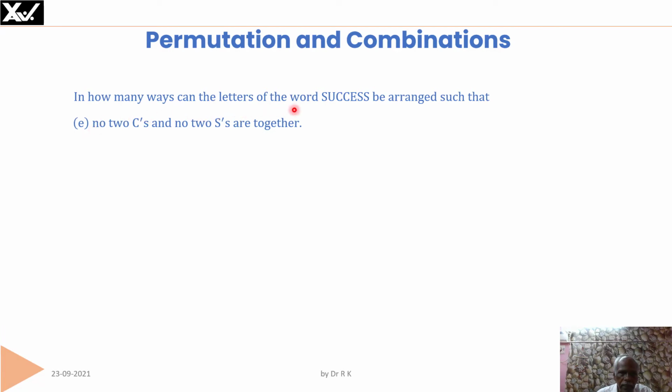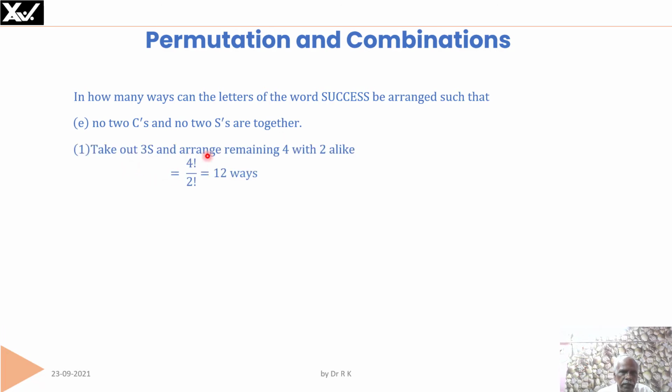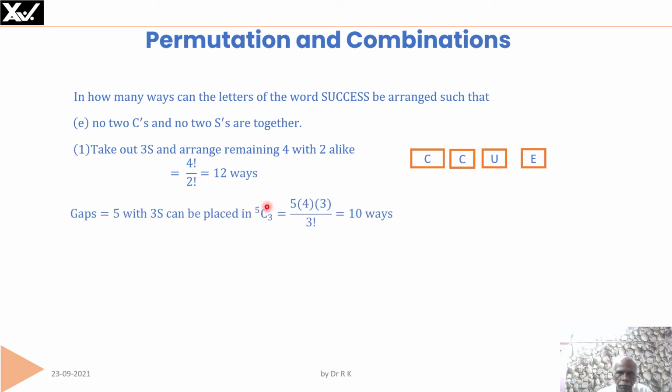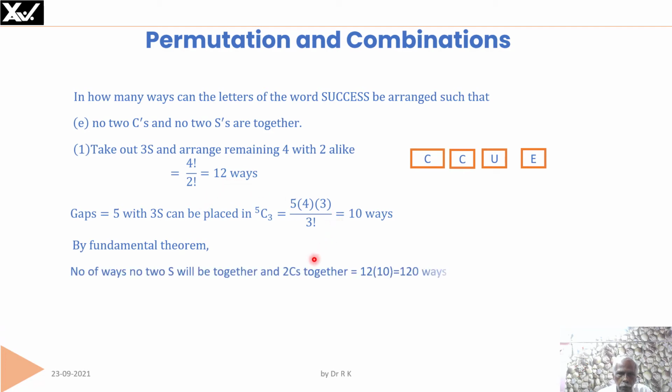In how many ways can the letters of the word success be arranged such that no 2 C's and no 2 S's are together? First, take out 3 S's and arrange the remaining 4 letters with 2 alike. That is C is alike. So 4 letters can be arranged in factorial 4 by factorial 2 ways. That is 12 ways. The C is alike, therefore denominator is factorial 2. Gaps are 5 and 3 S's can be placed in 5C3 ways. That is 10 ways. By fundamental theorem, total number of ways is 12 into 10, 120 ways.